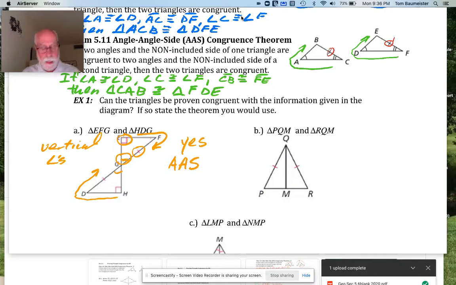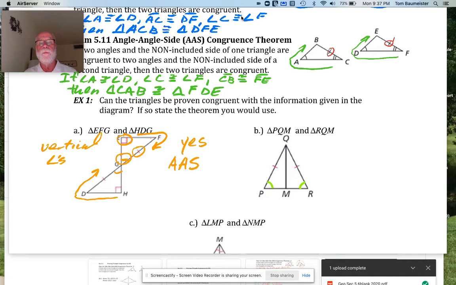So let's see for B. Let's use a different color. Let's go ahead and use this green here. So remember this here, if we look at the big triangle, that makes it an isosceles triangle. And remember, if it's an isosceles triangle, you know that the base angles are congruent.